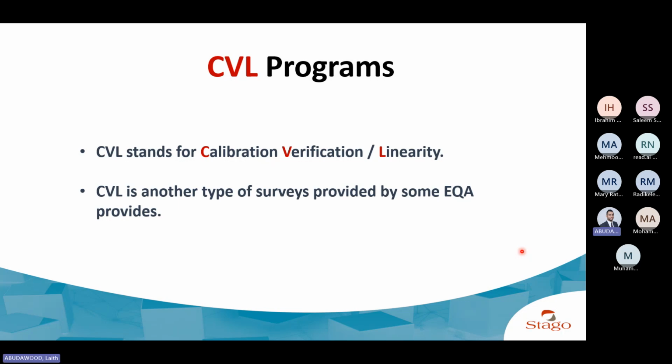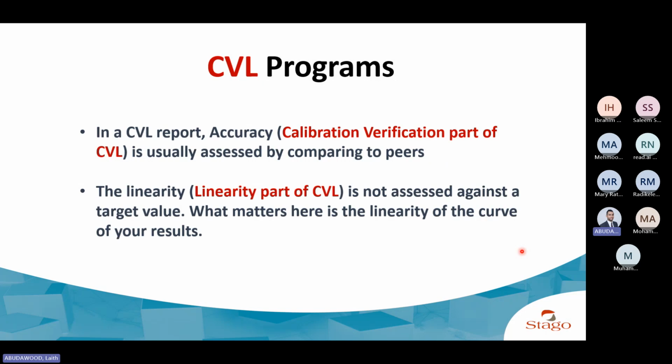When you want to order the CVL survey, you have to order it with a different part number and you have to have a different payment. It's a different price. It's a different survey. So, as I said, CVL allows you to check accuracy with the calibration verification part, and the linearity allows you to check the linearity part.